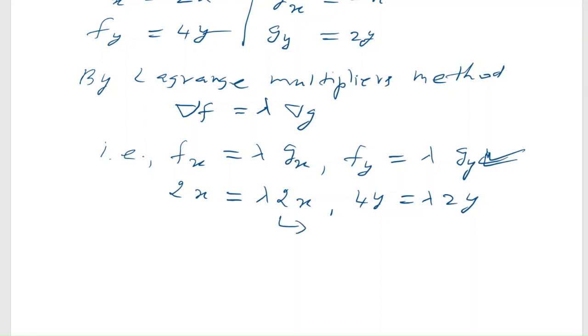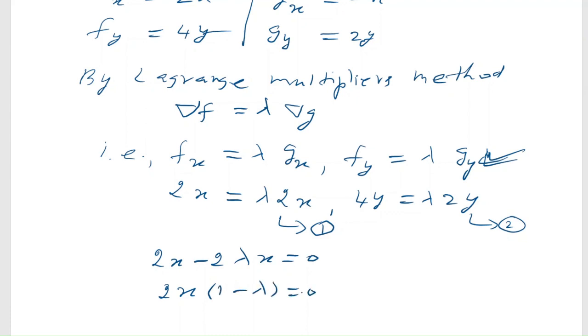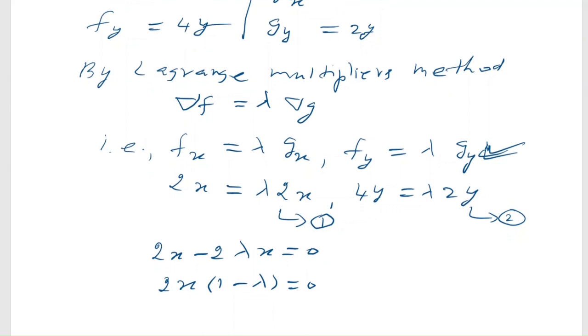I take this as equation number 1 and this as equation number 2. From equation 1, we find that you don't cancel this x because x may be 0 also. So write like this: 2x minus 2 lambda x is equal to 0. So we can take 2x. So 2x into 1 minus lambda is equal to 0. So x equal to 0 or lambda equal to 1.